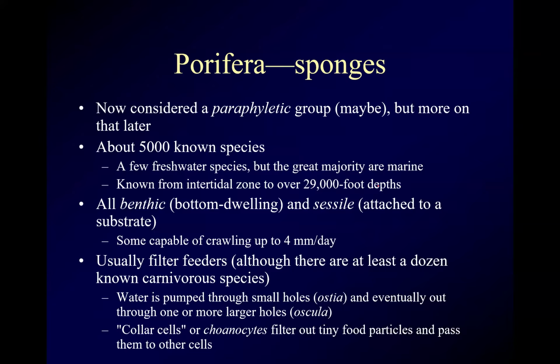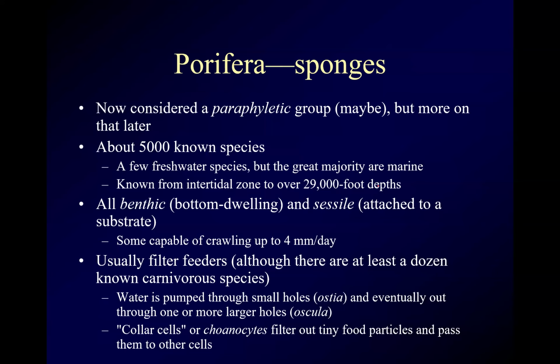There are a few sponges in freshwater, but the great majority of these are marine. There's about 5,000 species known in every marine habitat from tide pools all the way down to the abyssal zone, 29,000 feet below the surface. They're all benthic. They live on the bottom, and they're all more or less permanently attached to a substrate. That would be a rock or a shell, some kind of solid object. For most of them, if they attach, it's permanent.